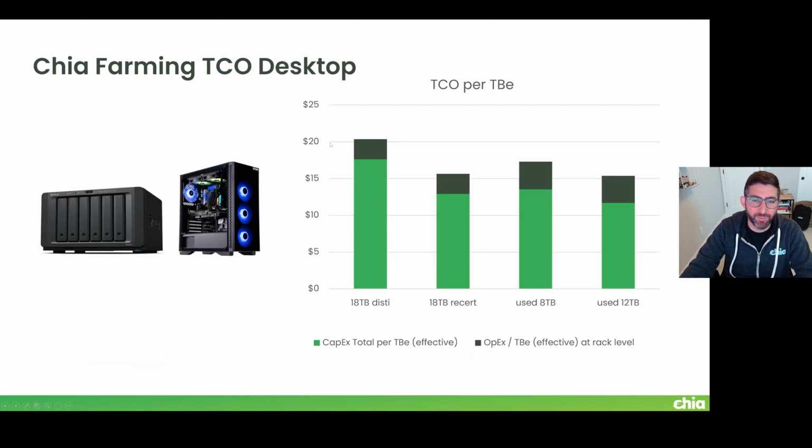So if you look at a desktop where you don't have a ton of overhead, I've put the capex of total, which is the capex to buy the desktop and the drives and everything else, and then your opex, which is your power. This is over a 5-year TCO. You can see even in a 5-year TCO, the majority of costs in Chia are the cost of the drives themselves, which I think everybody understands.